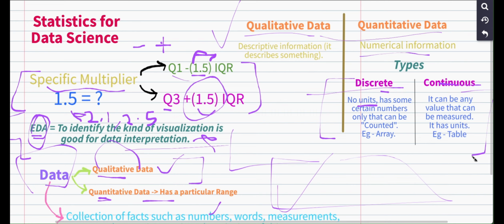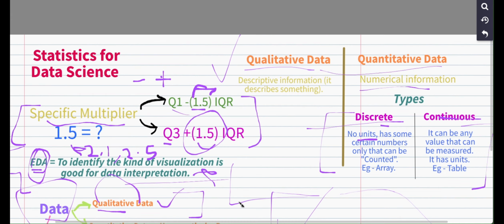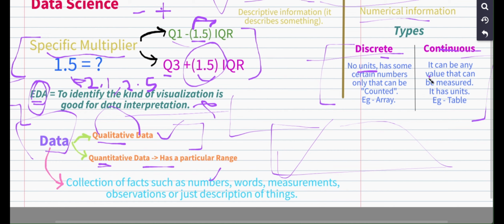It has units, but it cannot be counted, right? Continuous can be measured but not counted at all. For example, a table of values, where we do the comparison and make a graph, right? There you cannot count the values, that is infinite. So continuous is something that has units, but it is measurable and infinite. Discrete is something that has no units, it is countable, it is not measurable at all, and it is finite, right? So this is basically the difference between the discrete and continuous data, right?